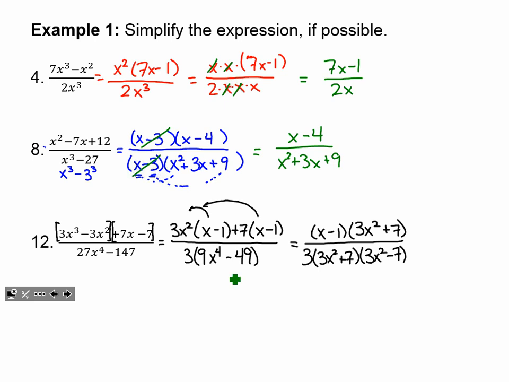Okay, let's clean it up. We do have a factor, 3x squared plus 7, that does cancel. So my final answer is x minus 1 over 3 times 3x squared minus 7. And we don't have to distribute back in. This is our answer. We are set.